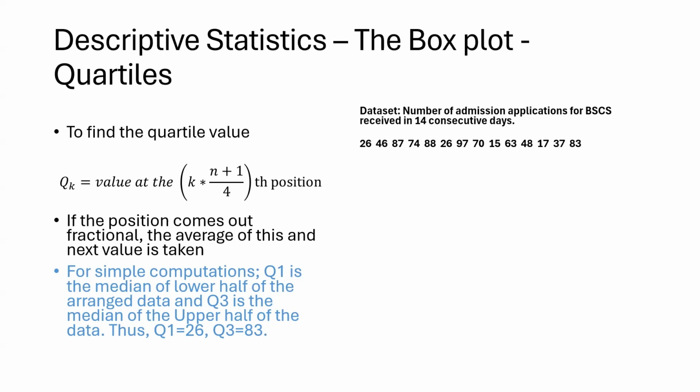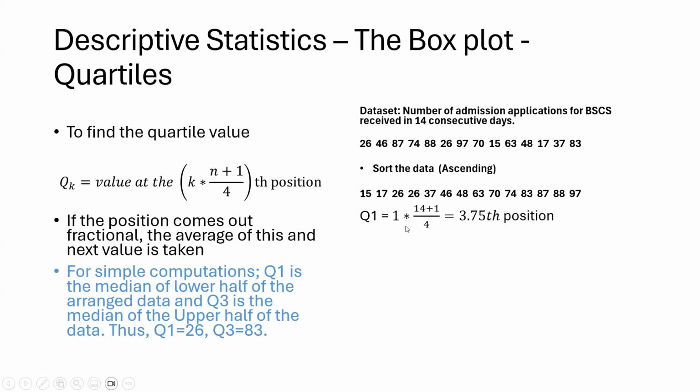So the example given below corresponds with this one. We have these values, which are the number of admission applications for the BSCS program that a university received in 14 consecutive days. So these are 14 values, the applications that came in. The first thing we need to do is to sort this, and we get this. From this sorted data, we can quickly identify that 15 is the minimum value and 97 is the highest.